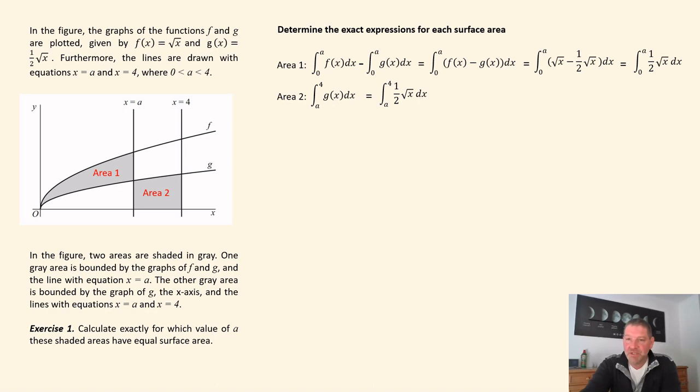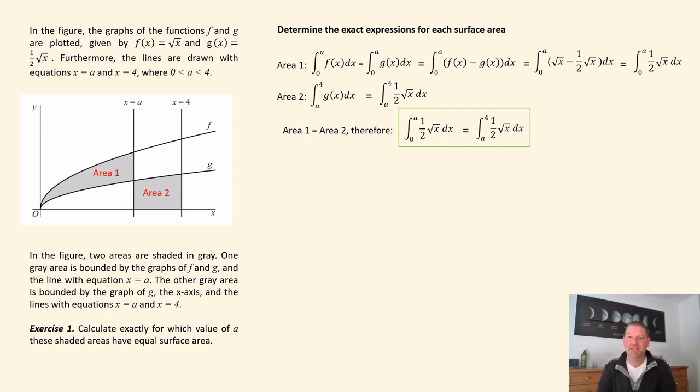Now area 1 and area 2 according to this question should be the same. So here's the corresponding equation. And from this point onwards something interesting has happened. We have now made a strategy and we came up with this equation. From this point onwards we do not have to think much anymore. From this point onwards we just need to work this out and get to the answer.